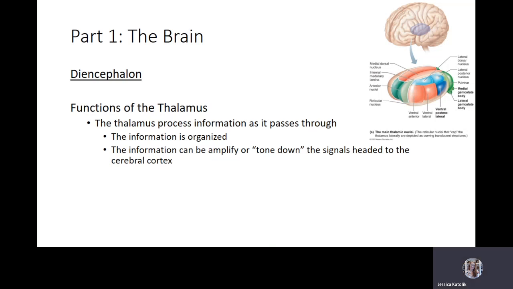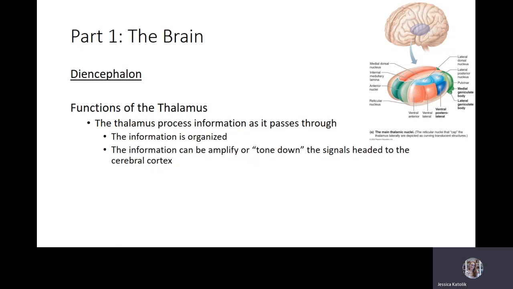Any information that goes to the thalamus is going to be processed before it can pass on. And so what the thalamus does is it actually helps organize that information so that the sense of smell, sense of sight, hearing and other information can be sent to the correct region of the cerebral cortex. And also, this is my favorite part of the thalamus, and I think my favorite part of the brain overall, is that it can actually amplify or tone down the signals headed to the cerebral cortex. So it plays a really important role in attention and processing sensory information.